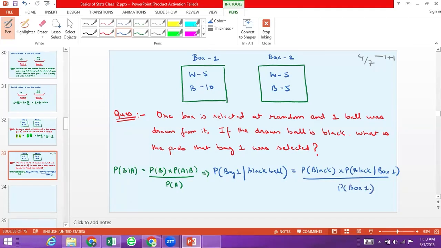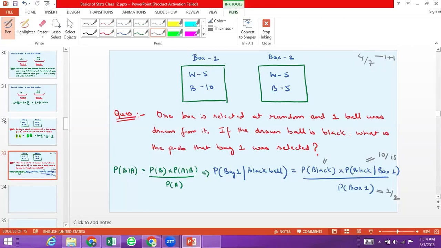Right? What is the probability of selecting a black ball if box 1 was selected? 10 by 15. Is this correct? If box 1 was selected, the probability of selecting a black ball is 10 by 15 because there are 10 black balls in box 1. What is the probability of selecting box 1? 1 by 2. And what is the probability of drawing a black ball?